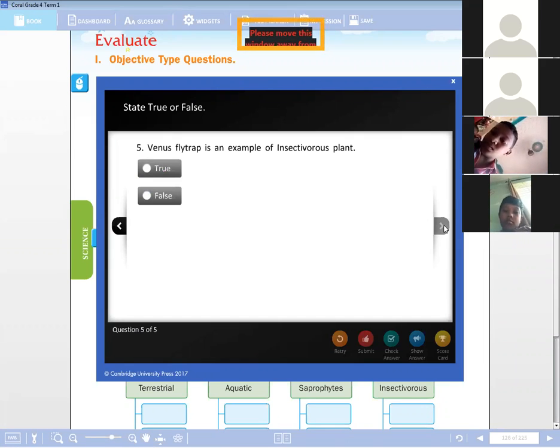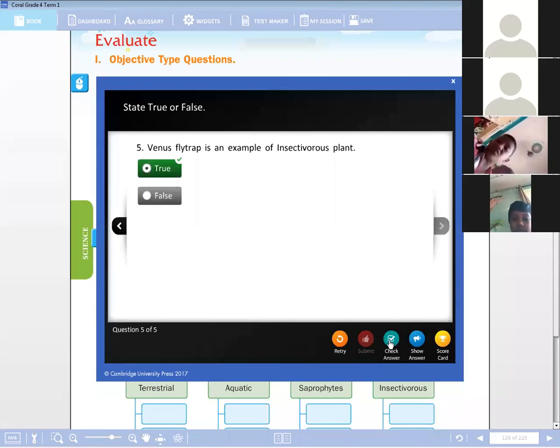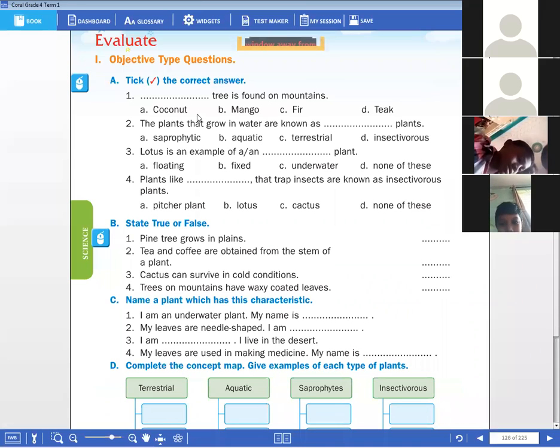Finally, the fifth one, children. Venus flytrap is an example of an insectivorous plant. Is it a true statement or a false statement, children? Yes, Sai Swaroop, Rafi, Yatish, they all are telling it is a true statement. Okay, I'll keep it as true. Let's submit and check it, children. Yes, it is the correct answer, children. True is the correct answer. Hope you all have noted them down.